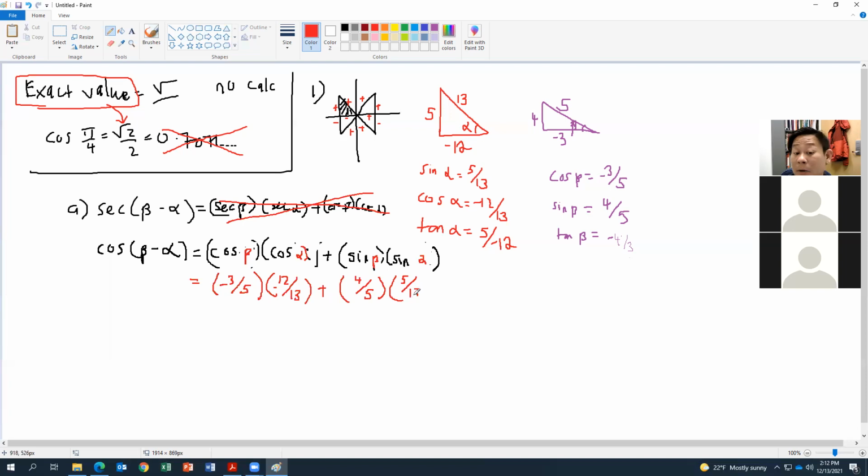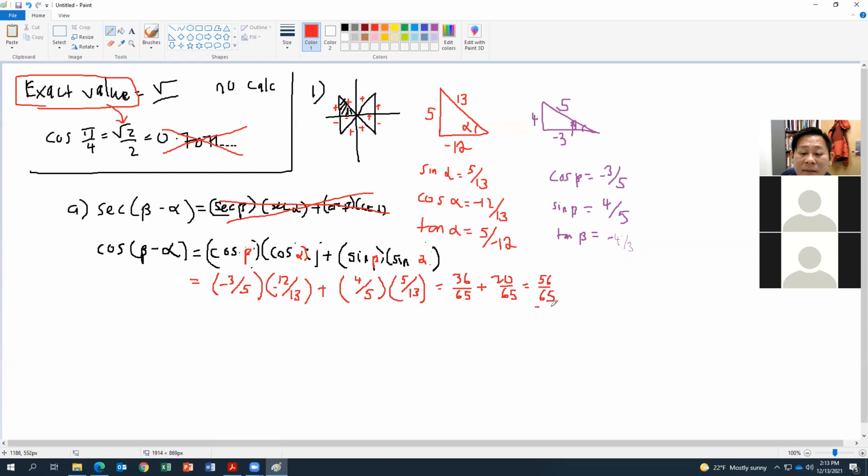And then you just multiply them, take out your calculator, multiply them straight across. You will get your answer. So this is 36, the negatives become positive. So 36 over 5 times 13 is 65. And then plus 20 over 65. So this is actually 56 out of 65.